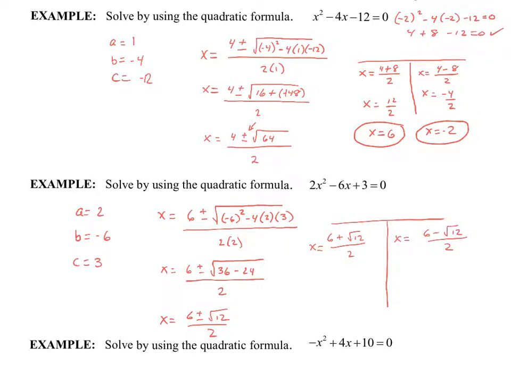Now, the square root of 12, sometimes I like to simplify the radical off to the side. I'm looking for the largest perfect square that's a factor of 12. That would be 4. So this would be square root of 4 times the square root of 3, or 2 rad 3. Okay, so I can go ahead and take out the square root of 12 and put in the 2 rad 3. So x equals 6 plus 2 rad 3 over 2. And x equals 6 minus 2 rad 3 over 2.